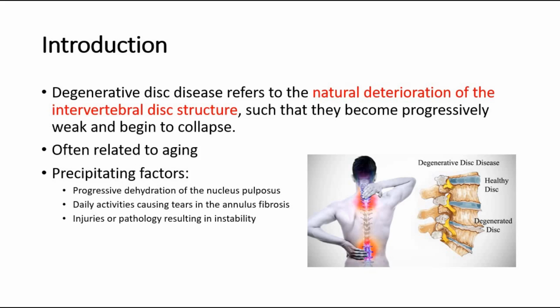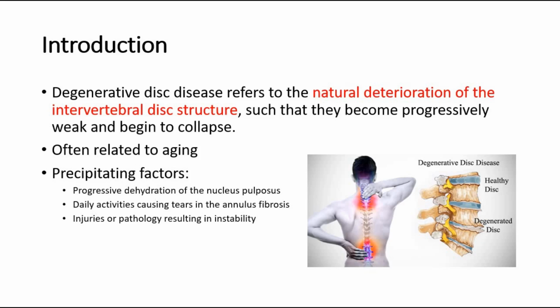The factors which precipitate damage to the intervertebral discs include progressive dehydration of the nucleus pulposus, daily activities causing tears in the annulus fibrosus, injuries or pathology resulting in instability, such as spinal fractures, spinal surgery, or osteoporosis.